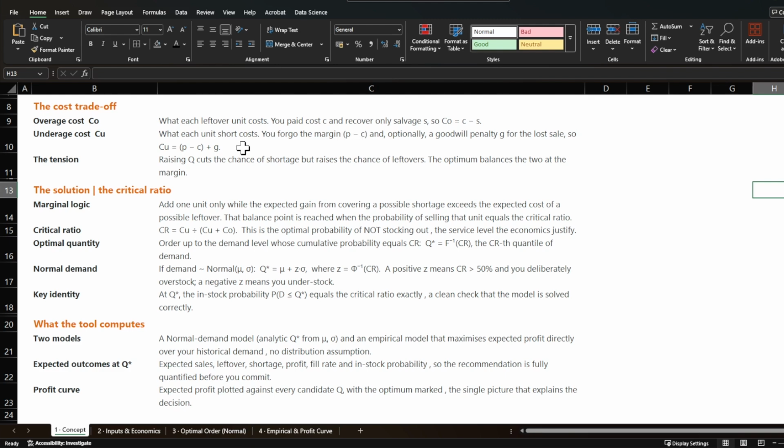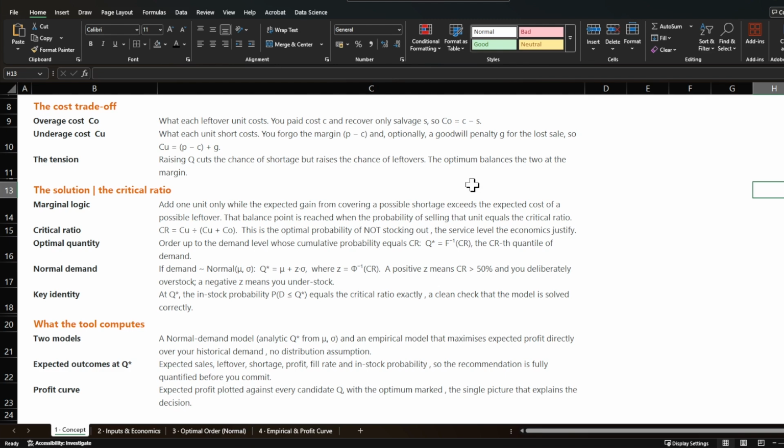So what's the dilemma here? As soon as you increase the quantity of newspapers you are going to buy, it decreases the chance of underage cost, but it increases the chance of overage cost. So there should be an optimum balance at the margin. To solve this problem, there is the concept of the critical ratio, which follows a marginal logic. What does it mean? It means that you need to add one unit only when the expected gain from covering a possible shortage exceeds the expected cost of a possible leftover.